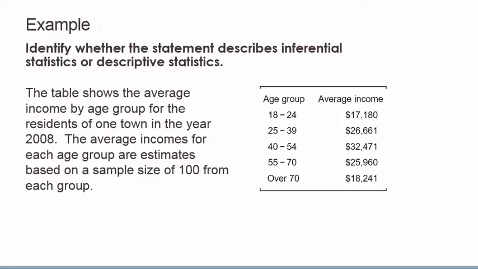The next age group was 40 to 54, and their average income was $32,471. The next age group was 55 to 70, and their average income was $25,960. The last age group, over 70, was $18,241. Because the average incomes for each age group are estimates, we know that we have inferential statistics.